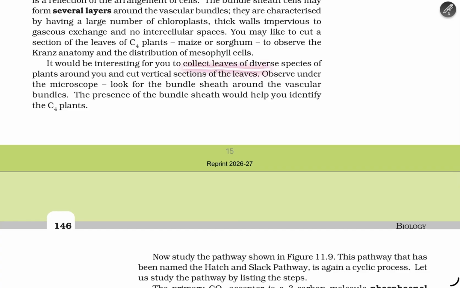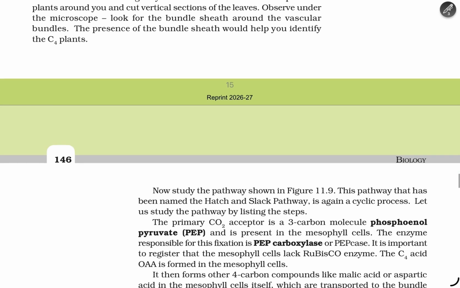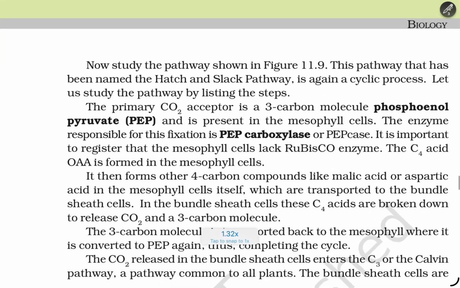It would be interesting for you to collect leaves of diverse species of plants around you and cut vertical sections of the leaves. Observe under the microscope. Look at the bundle sheaths around the vascular bundles. The presence of bundle sheath would help you to identify the C4 plants.